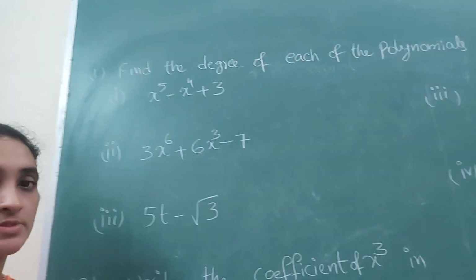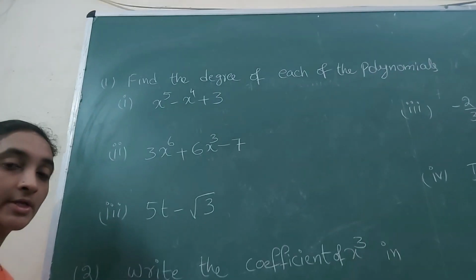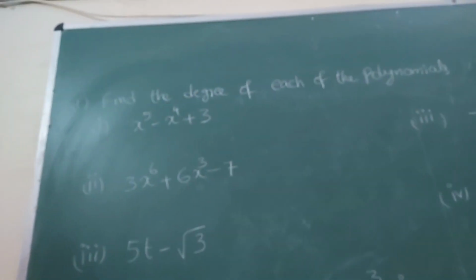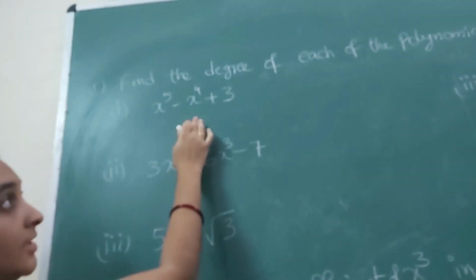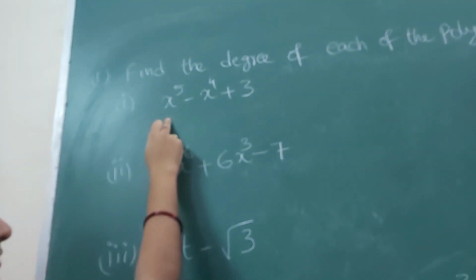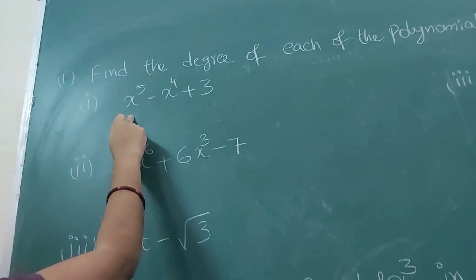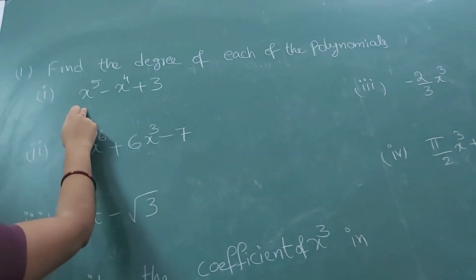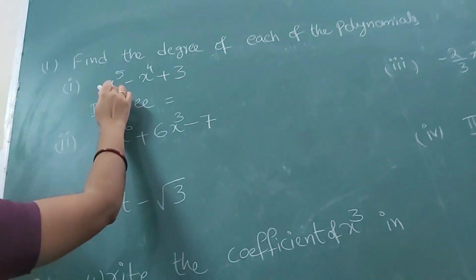Okay, we take some problems. Find the degree of each of the polynomials. Degree means, what is a degree? Degree means the highest power of the variable in a polynomial. So in this problem, first we take x power 5 minus x power 4 plus 3. In this polynomial, degree is how much? What is the highest power in this polynomial? Tell me, students. Degree, highest power, that means 5.